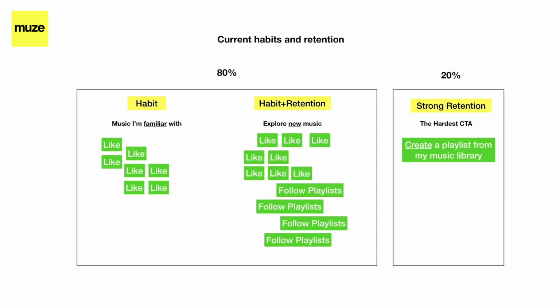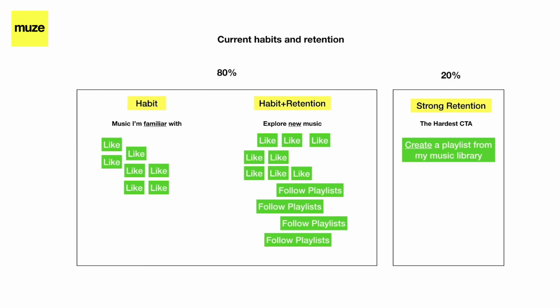So here you can see 80% of the time, and this is by our hunch, the user will like songs and music and follow playlists. They will not create a custom made playlist. We didn't do user research in this process. We don't have the data, so it's only our hunch, and 20% is the strong retention. It's about creating a playlist.